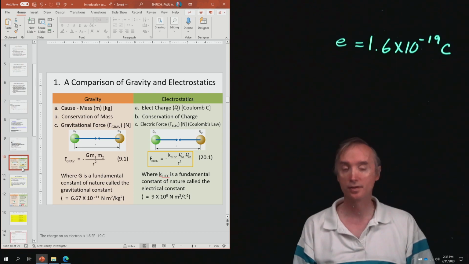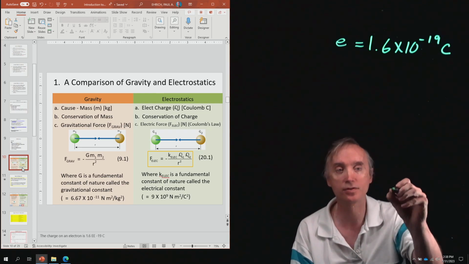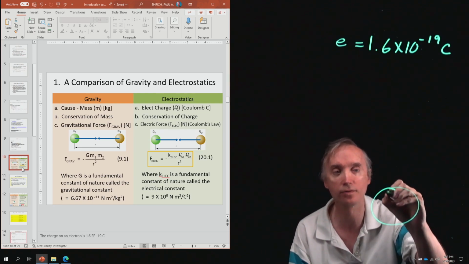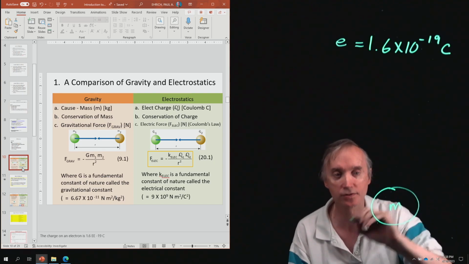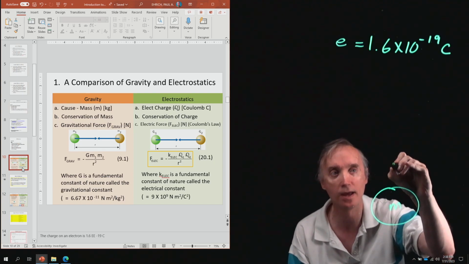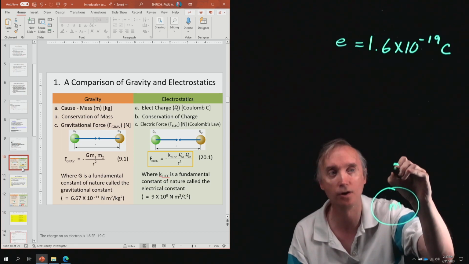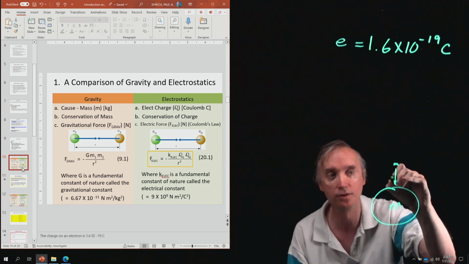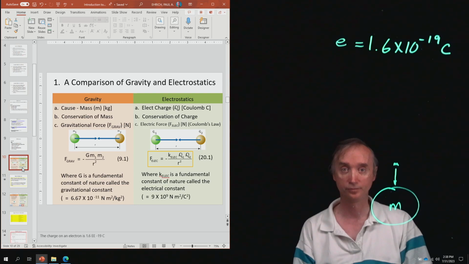So what is it that causes gravity? It's going to be the mass m of an object. And so, for example, the Earth is going to have a mass. And then if you take another mass up here and you let go of it, it's going to be attracted to the Earth. And so that's going to be gravity.